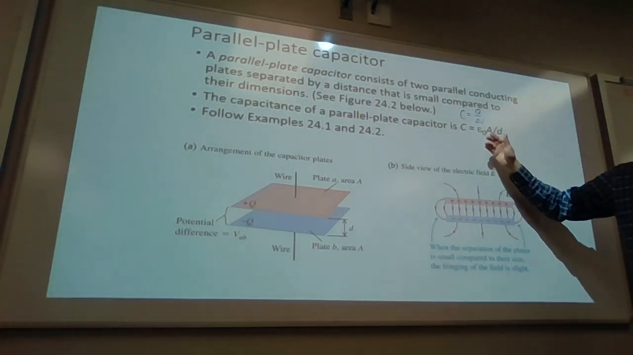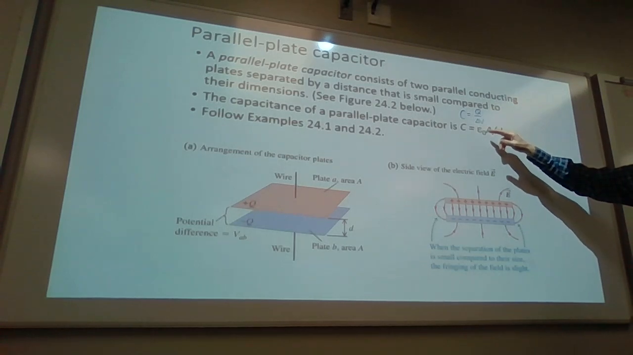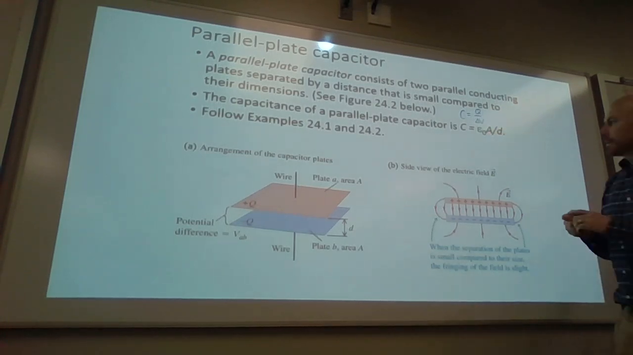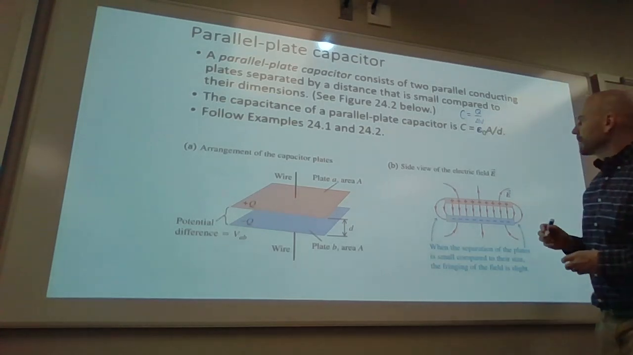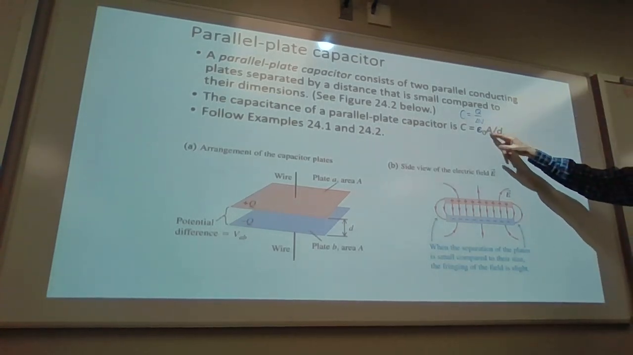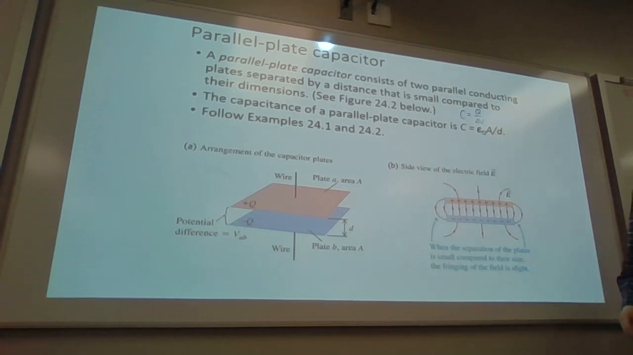Or you can find the capacitance by the geometry of the parallel plate capacitor, where you have epsilon naught. This is not something different, still epsilon naught, times the area over the distance. And I'm pretty sure that's on your equation sheet. Yeah, capacitance by definition.